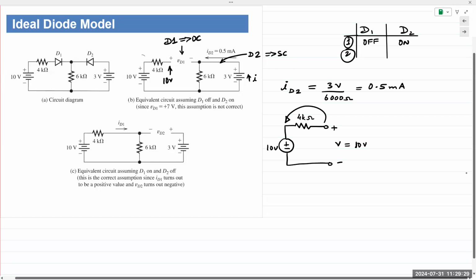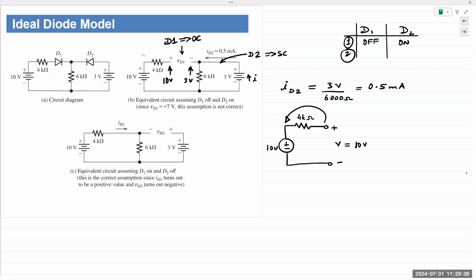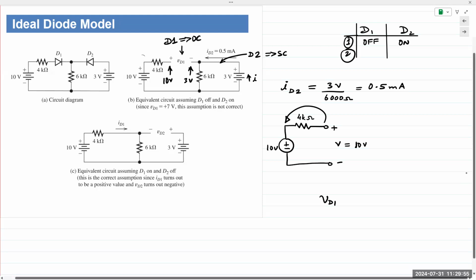And the right side is 3 volts. So 10 volts and 3 volts. What is the difference between those 2 points? 7. And which point is higher? Anode is higher. If my anode is higher, so let me mark out these points. So this is VD1.